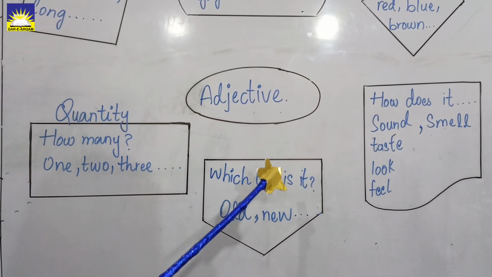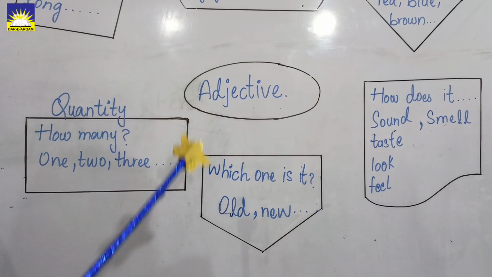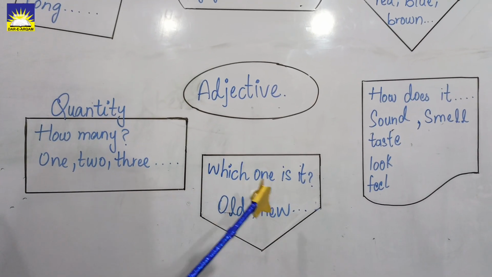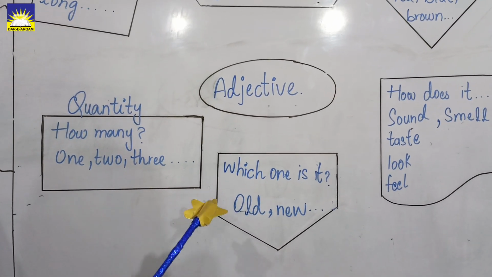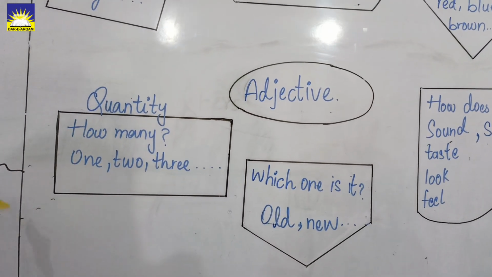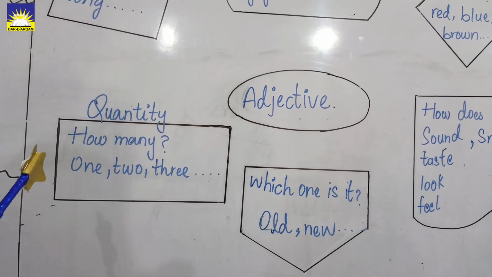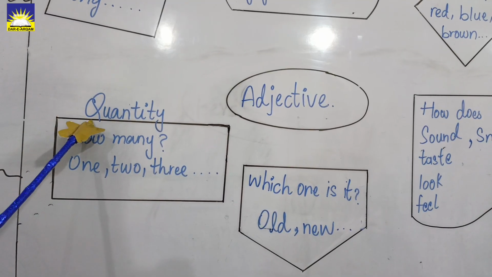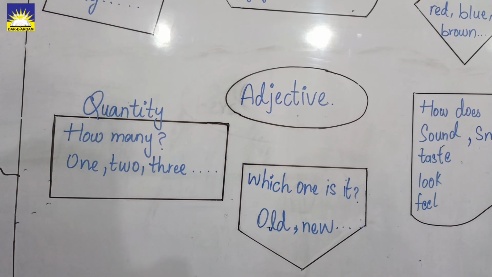Next, which one is it? Is it the noun, for example, something or any object? Is it old or is it new? For example, Ali is sitting on a new chair. Quantity, how many? For example, how many things or how many objects or nouns you have? It describes quantity of a noun also.